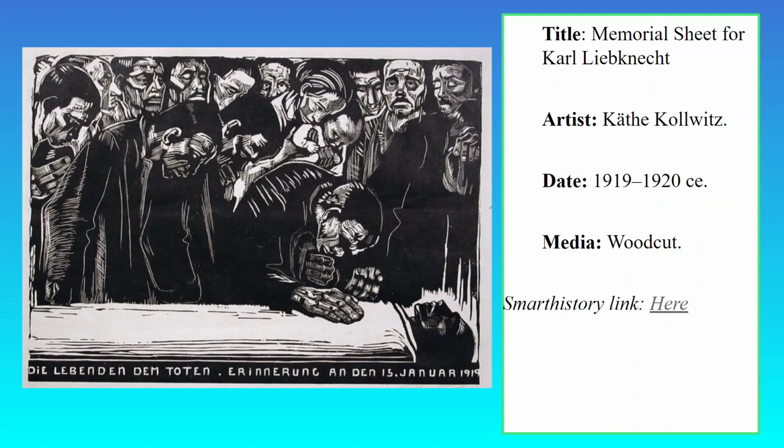Kathy Kollwitz. So 1919 to 1920, this is post-World War I. This is pre-Hitler. We're looking at a woodcut. So what's a woodcut again? Yeah, it's a print, right? You're carving into wood. Perfect. So it's a relief carving. It's like a stamp. And with Kathy Kollwitz, you can see German Expressionism really well here.